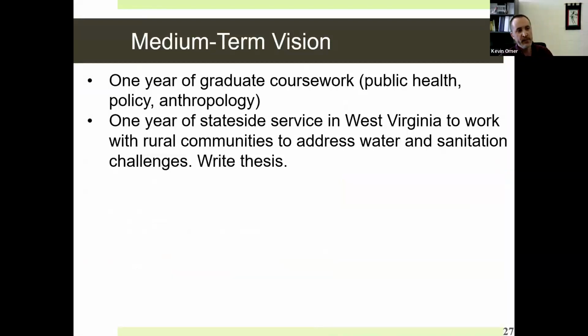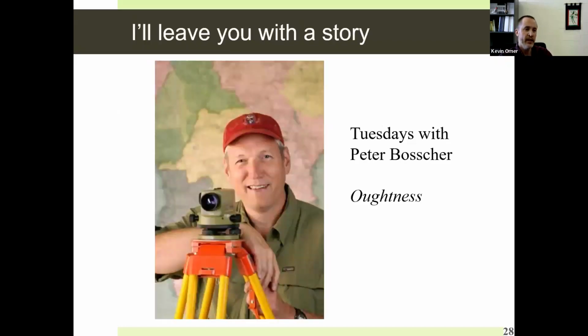And then my medium-term vision is that I'd like to develop a pathway for graduate students to do 1-year graduate coursework, not only in engineering, but also in public health, policy, and anthropology, and then work with the Center for Community Engagement and AmeriCorps so that they can do 1 year of stateside service. So there's obviously a lot of work to be done internationally, but there's also a lot of work that we can be doing within our state.